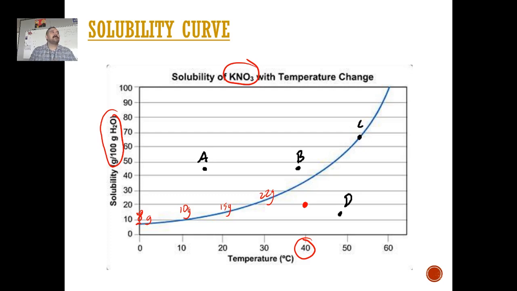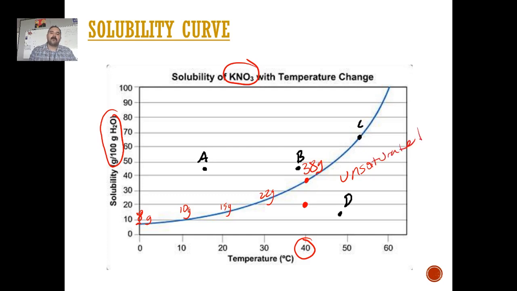Does it have as much potassium nitrate as it can take? No, right? How much can we put at 40 degrees? It's going to be right here, about 38 grams. So if we only put in 20 grams, what kind of solution is this? Saturated, unsaturated, or supersaturated? Unsaturated. Anything underneath the curve is going to be unsaturated.